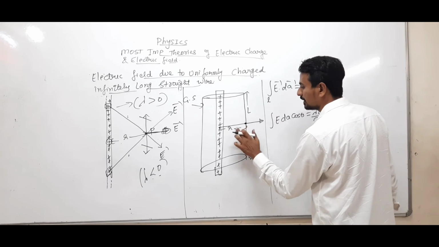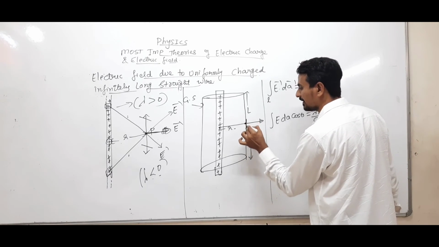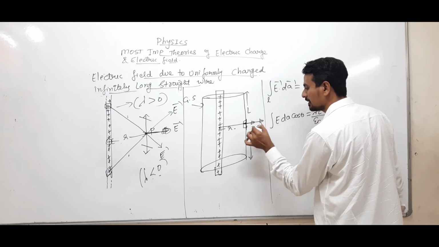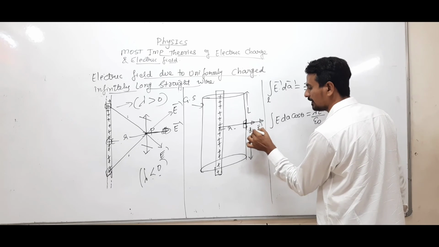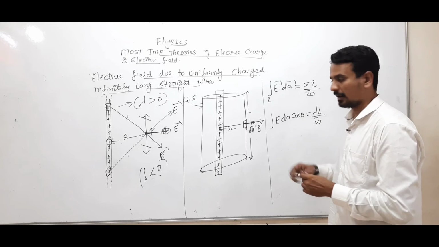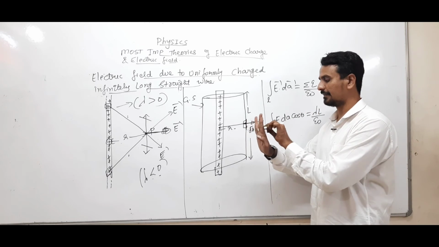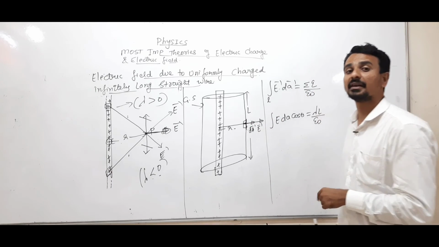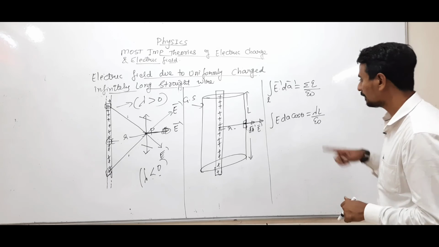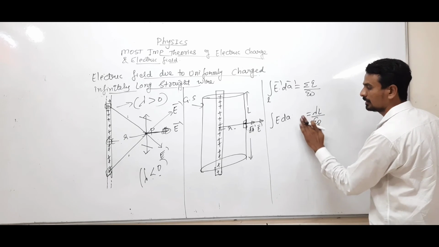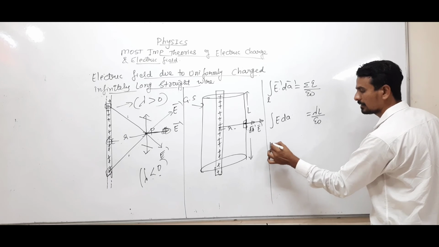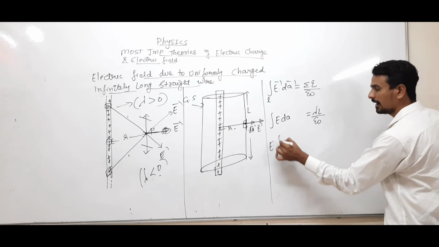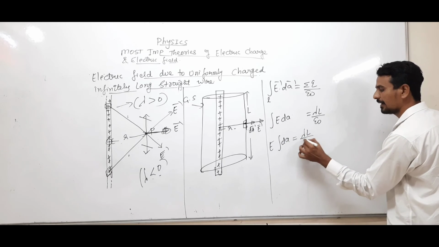See here, if this is the part I am considering, the area vector is in the same direction as E. If this is the surface, then the area vector will be in this direction, and the electric field is also in the same direction. So the angle between E and dA is 0, so cos 0 is 1. E is constant, as the Gaussian surface itself means where the value of the electric field is constant. E integration dA equals lambda L by epsilon naught.